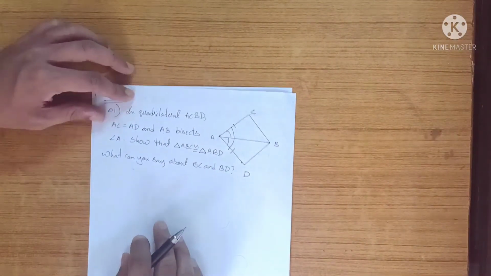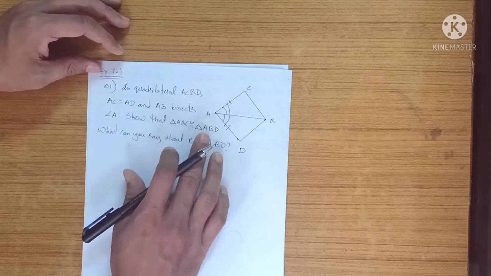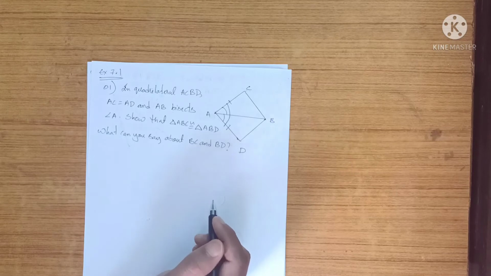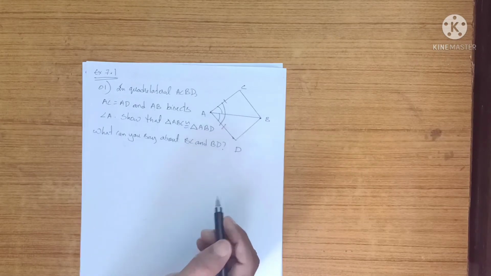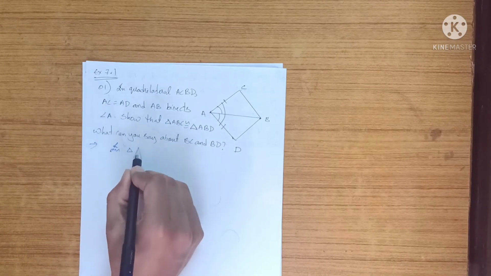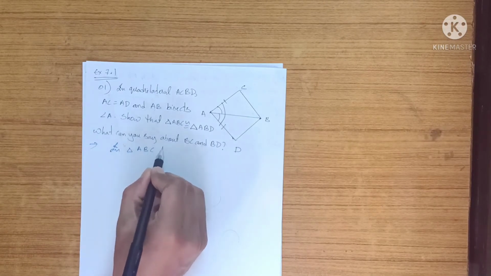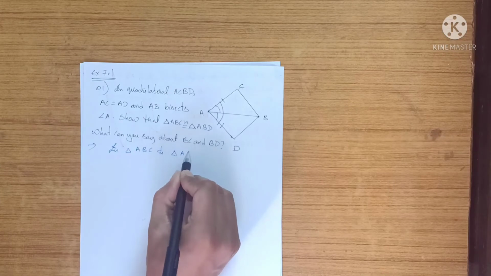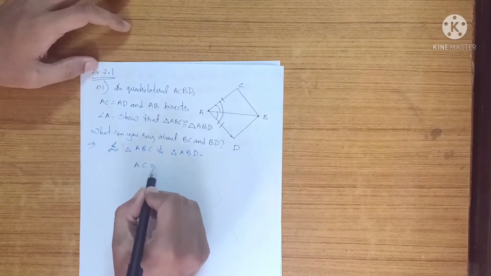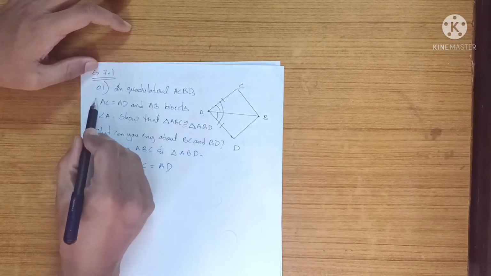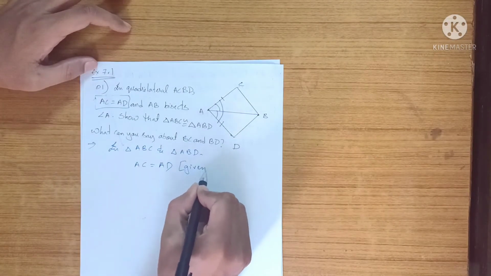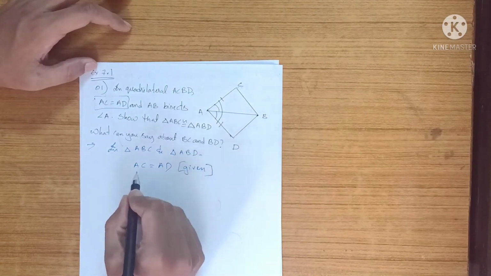So we have to show that the up triangle and the bottom triangle are congruent. So let's start. In triangle ABC and triangle ABD, we know that AC equal to AD. How do we know? Because it's given in the question. Simple. It's given in the question, right?